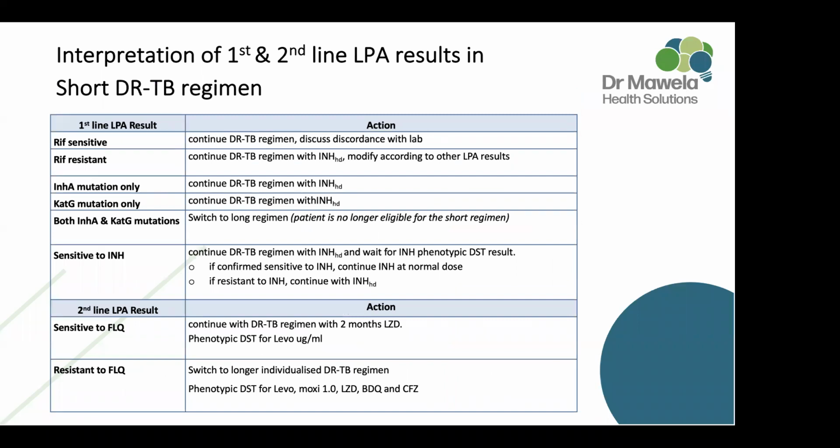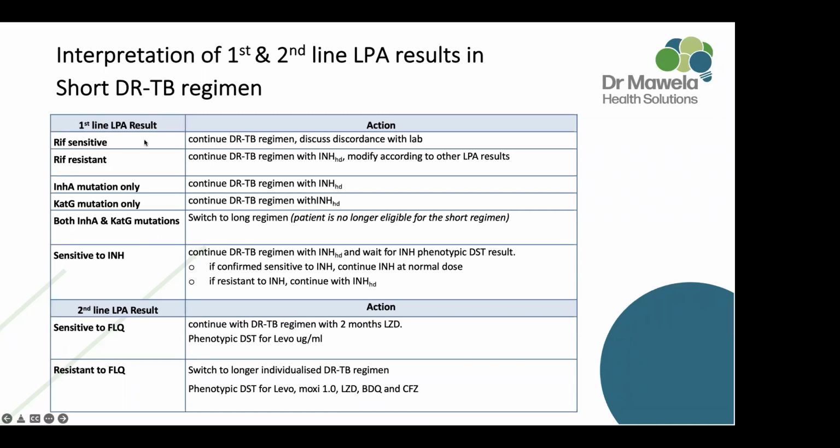Because sometimes DRTB in an hour can be a very complex topic, right? So let's say you have done your LPA and you have your result, and the result says RIF sensitive. So now remember, LPA is done after a gene expert. In other words, you did a gene expert, right? Which was resistant. That's why you are doing an LPA. Then the LPA results come back and say sensitive.